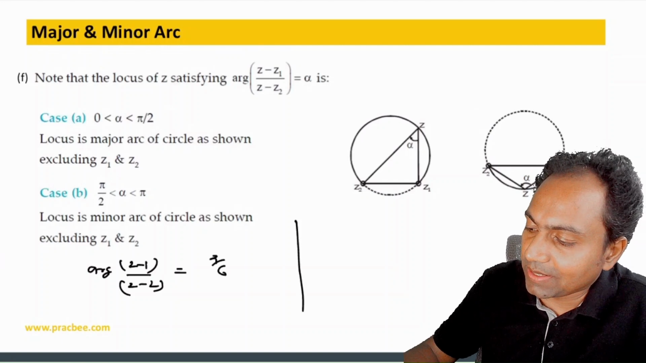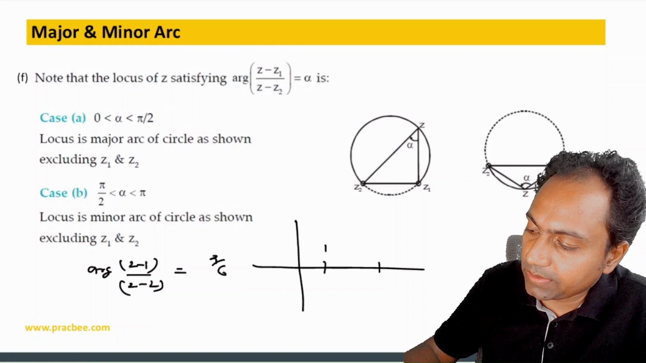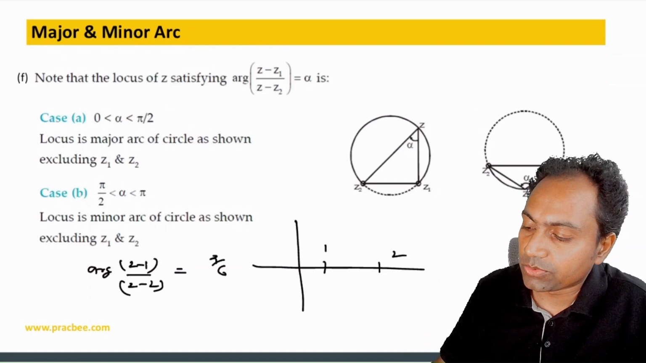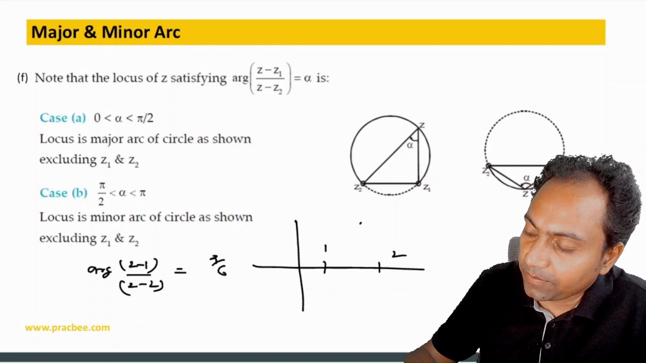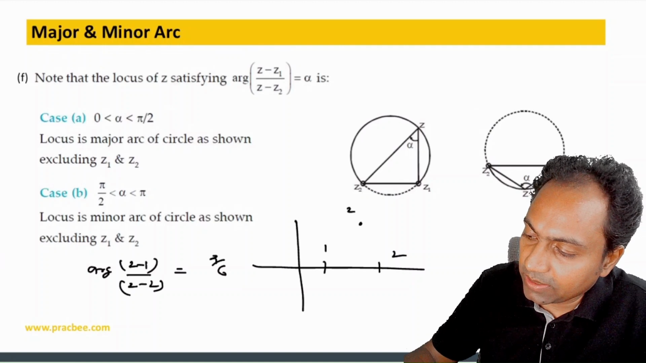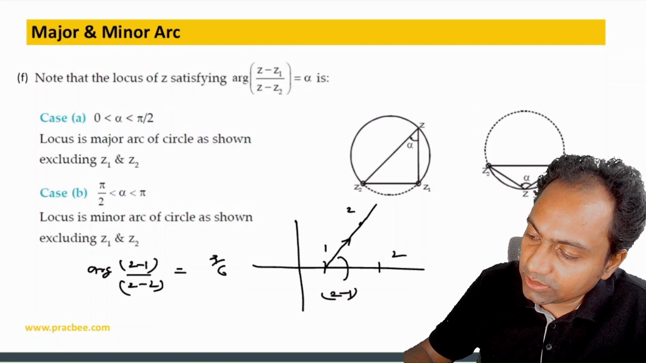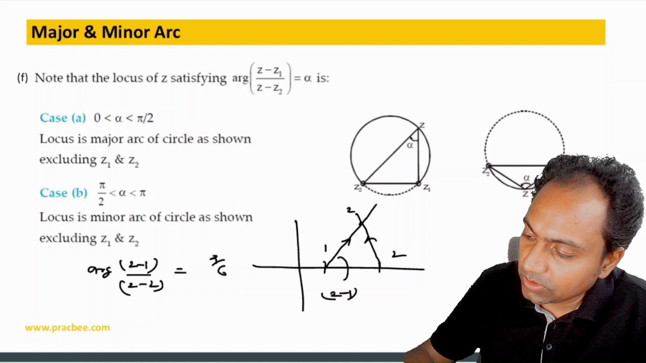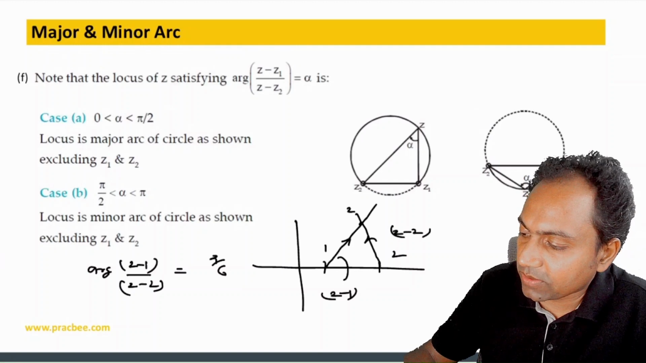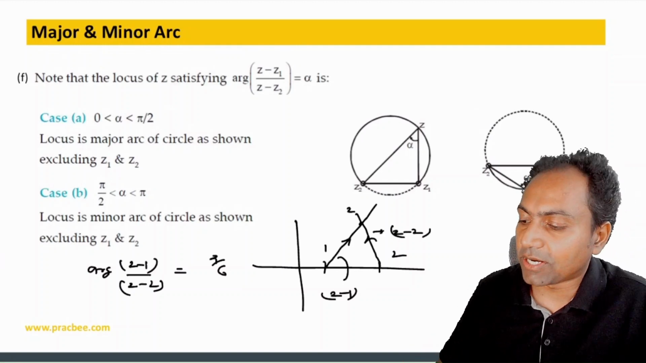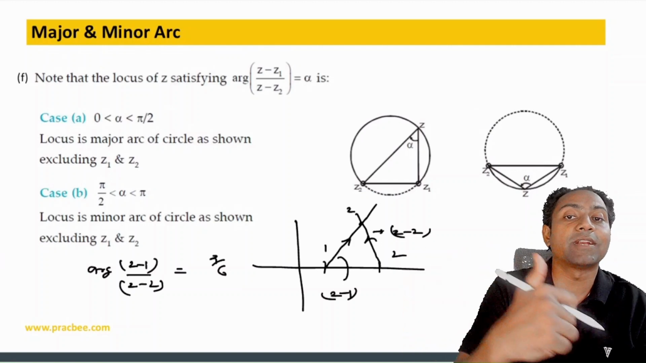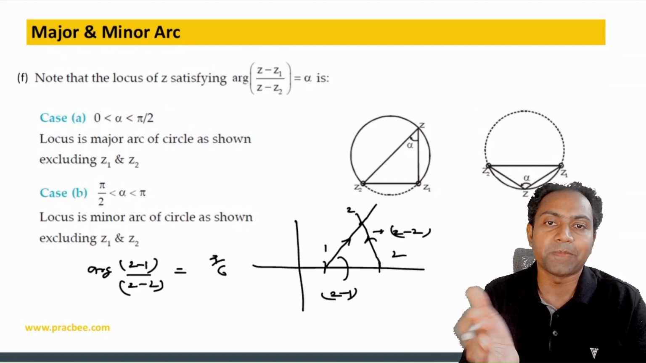Okay, so let us mark these points on the Argand plane. So this is 1, this is 2. So what we are saying is, if I take a point z here on this side, then this vector that connects z to z1 is nothing but z minus z1 vector. And if I connect this point to z2, this vector is nothing but z minus z2 vector. So if I start from z minus z1 and go towards z minus z2, the angle would be plus pi by 6.